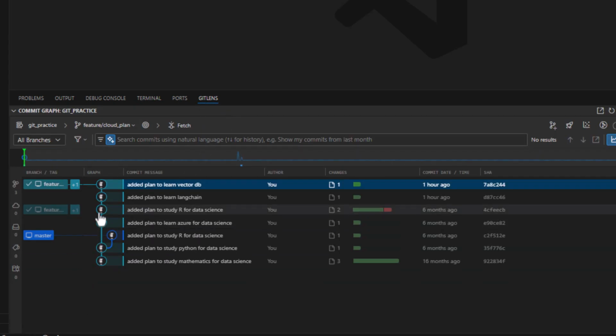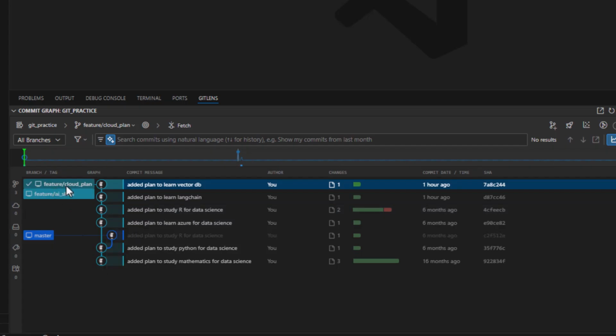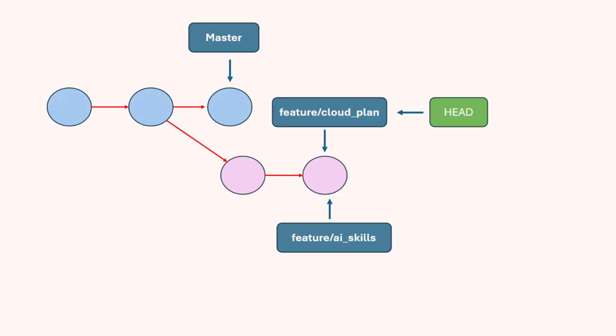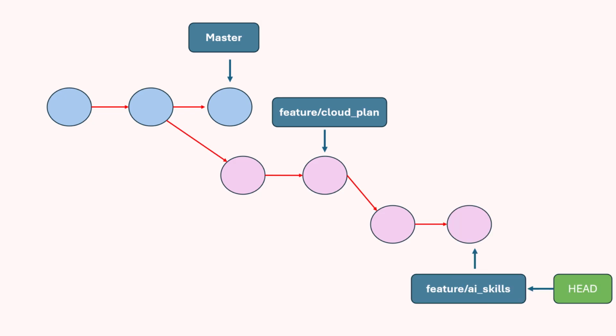And as you can see, previously we had our feature cloud plan branch here, and now it's located in the same commit space with feature AI skills branch. So just to visualize at a high level what we just did. So at this point where our head is pointed at feature cloud plan branch, we created feature AI skills branch, then we switched to it, we added langchain.txt, we added vectordb.txt, and at this point we have decided that our changes look good, so we wanted to merge our feature AI skills branch to feature cloud plan branch.